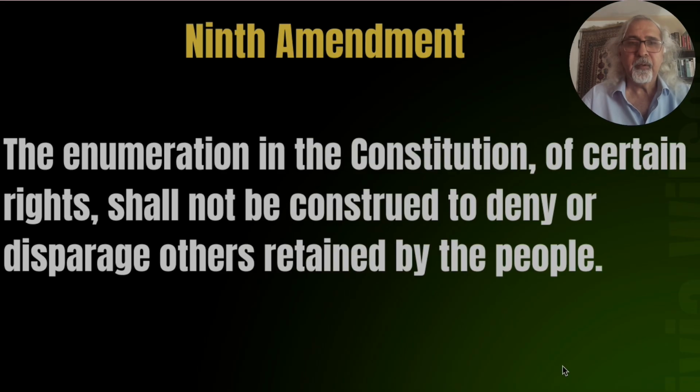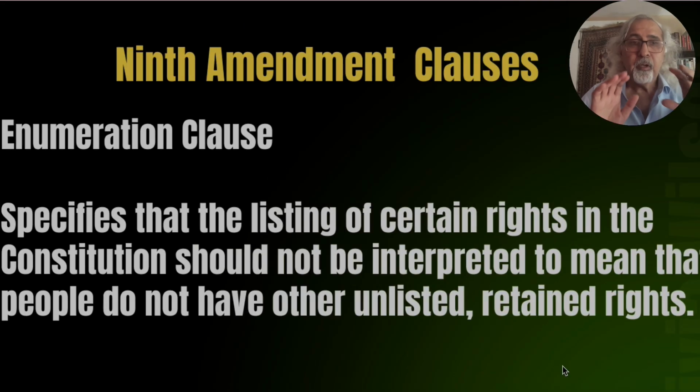Ninth Amendment. Okay, this is really important. The enumeration in the Constitution of certain rights shall not be construed to deny or disparage others retained by the people. Now, what's at stake here in the Ninth Amendment is one part of the debates about the Bill of Rights: if we list all the rights, what if there is something that is not listed? Can the government come in and say, since it is not listed, you don't have this right?